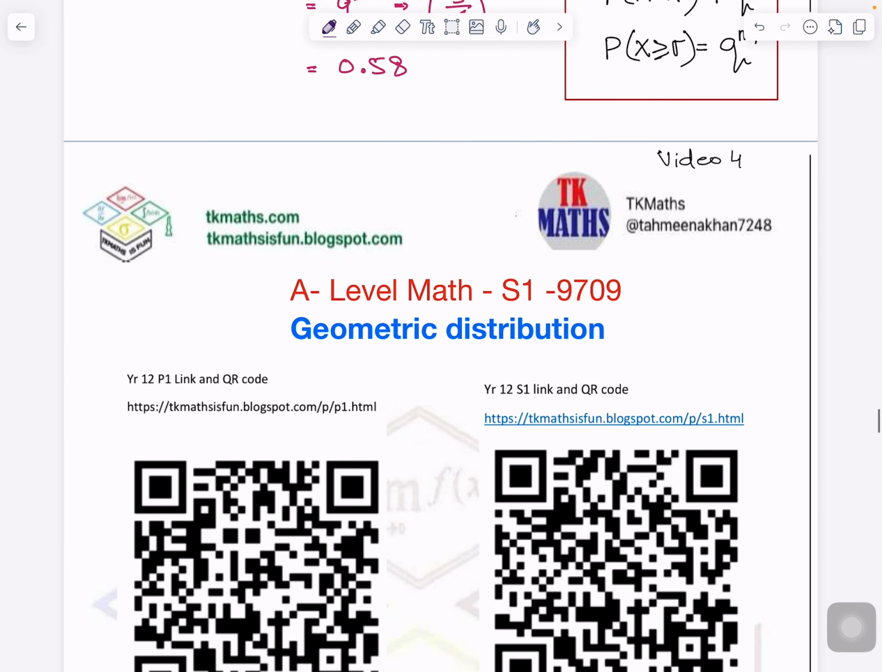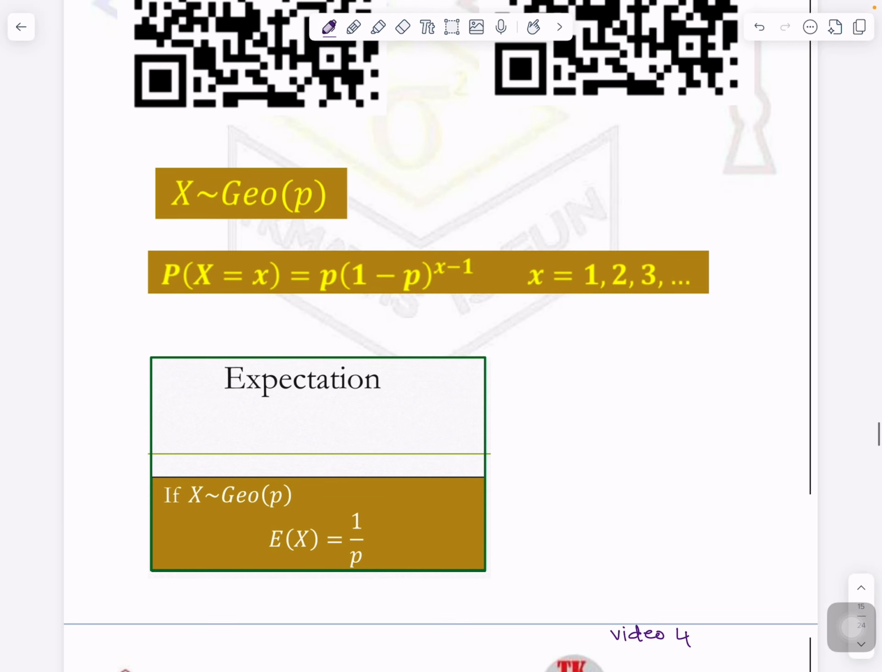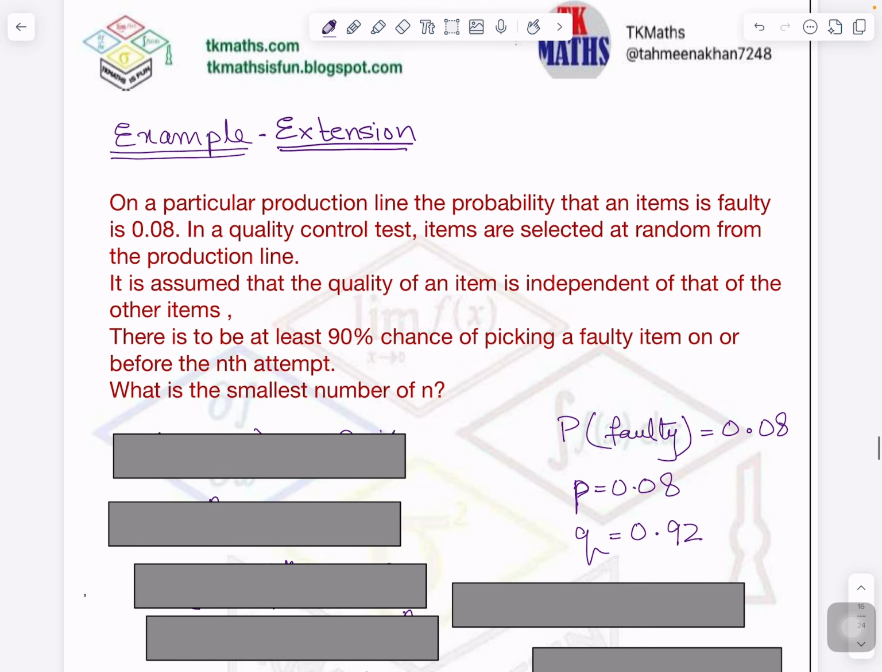So now we are solving a question which is a little different, and let's see the question here. I will explain it to you one by one. Both the questions I have taken for this video are a little different from the previous ones. So in this question, on a particular production line, the probability that an item is faulty is 0.08. So your p is 0.08. If I want to write down the geometric distribution here, I will write down 0.08.